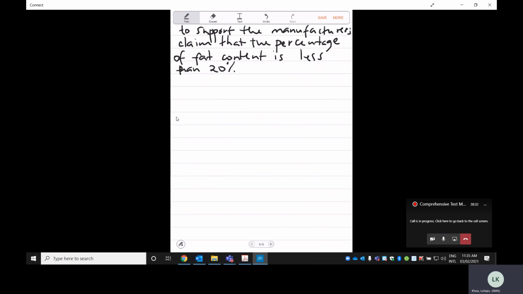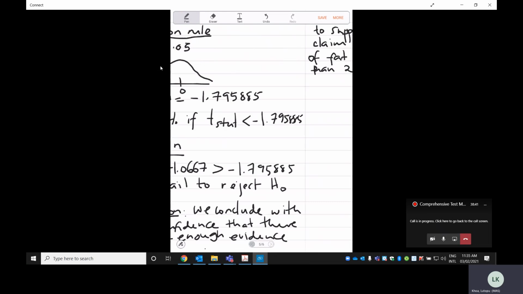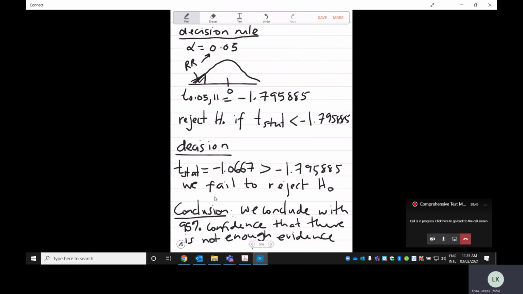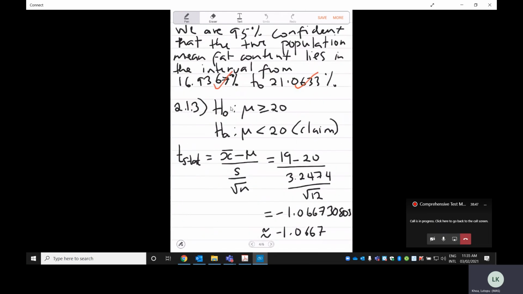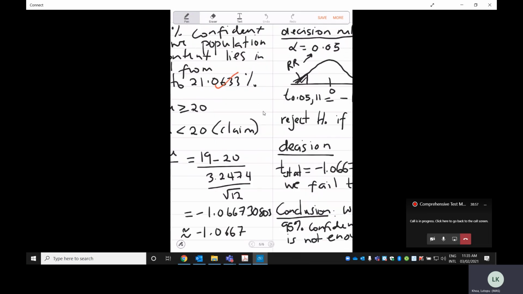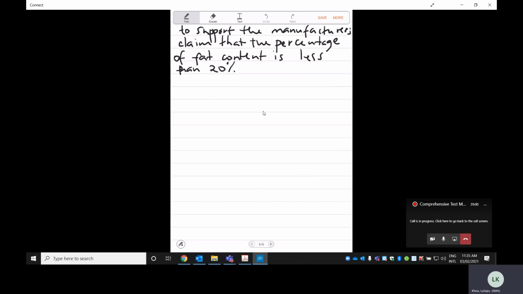So remember, your conclusion should be in line with what you said in the previous step. So over here, if you fail to reject H naught, just going back, remember what H naught says, it's greater than or equal to 20. So you're rejecting the alternative, it's not less than. So that's what the null hypothesis is saying. So there is not enough evidence to support the manufacturer's claim. And that is how you should answer the question.